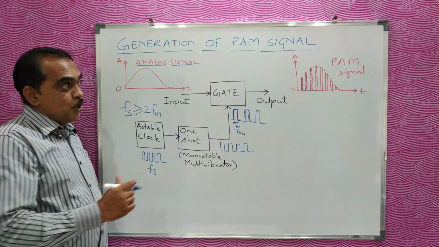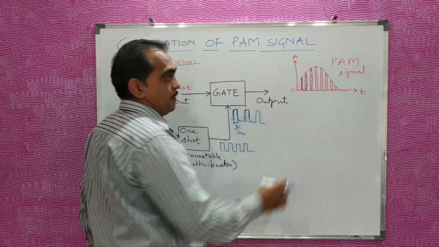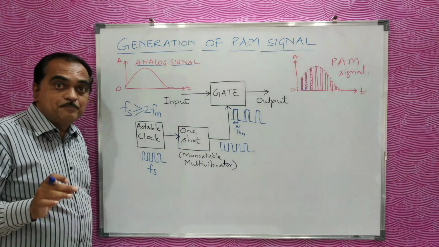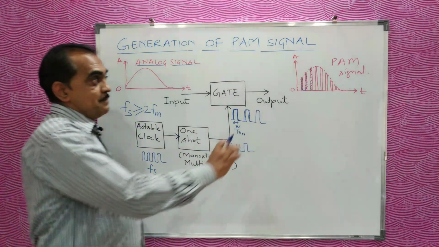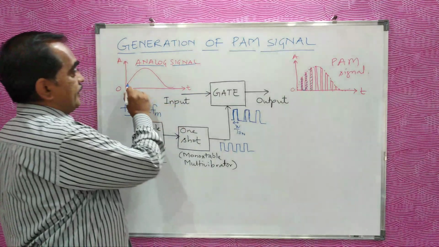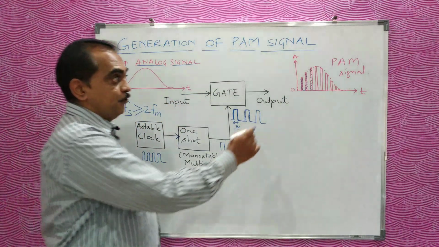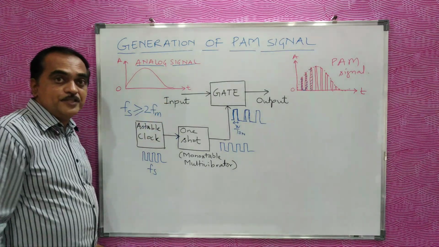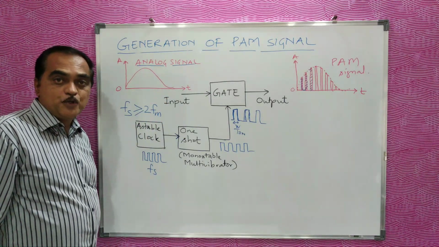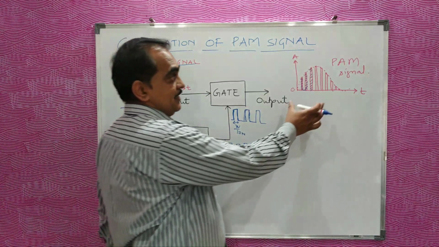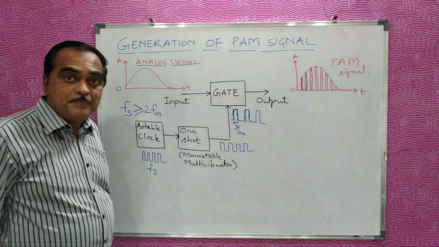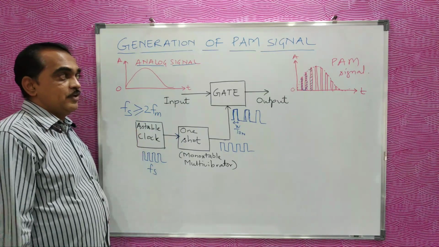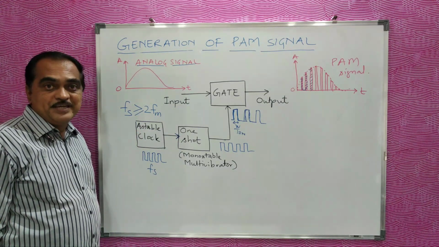In this way, all these samples which come out will take the amplitude of the analog signal at that particular instant of time. So these samples are varying according to the variation of the information signal. The amplitude of these samples varies according to the variation of the information signal or modulating signal. That is why this is called a pulse amplitude modulated signal or PAM signal. In this way, we generate a PAM signal.